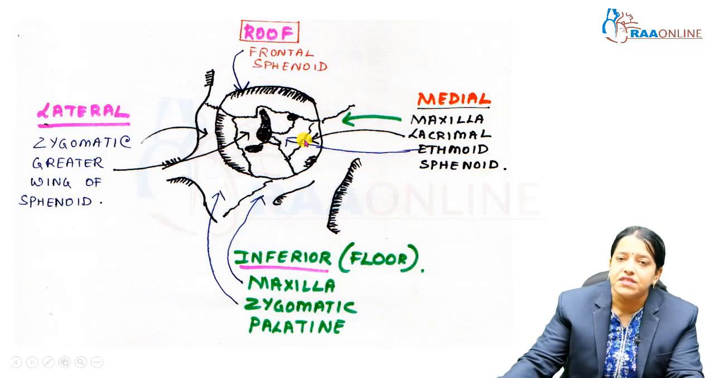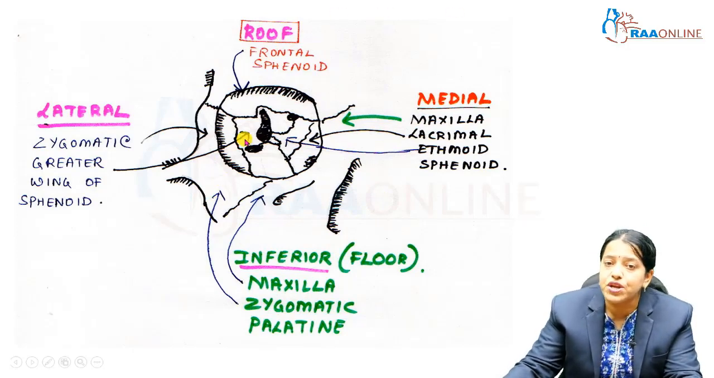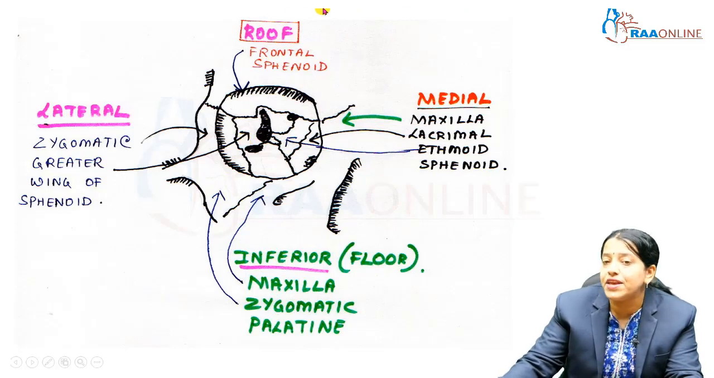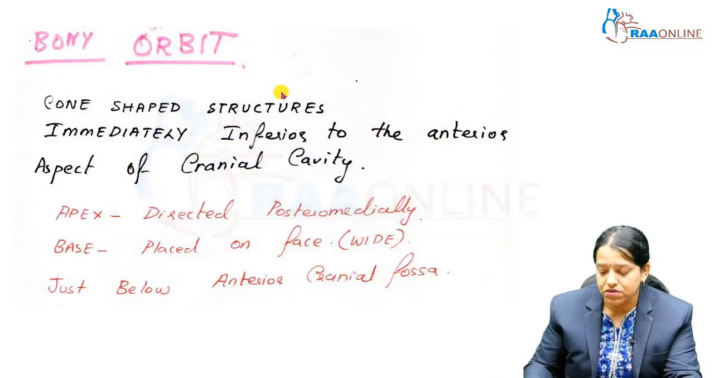So you can see that there are some bones which are surrounding the orbit which will also participate in forming each wall of the orbit. So here we can see the roof, you can see the medial wall, you can see the floor, and you can see the lateral wall of the orbit. So coming to the case.